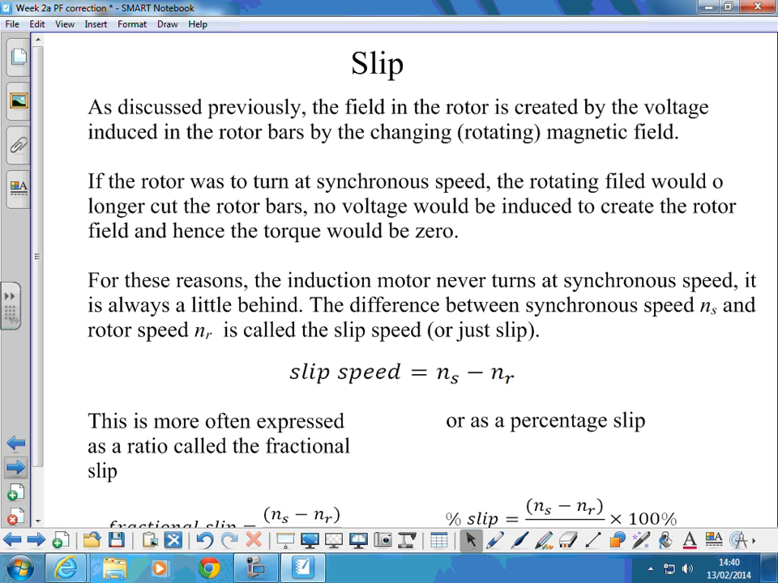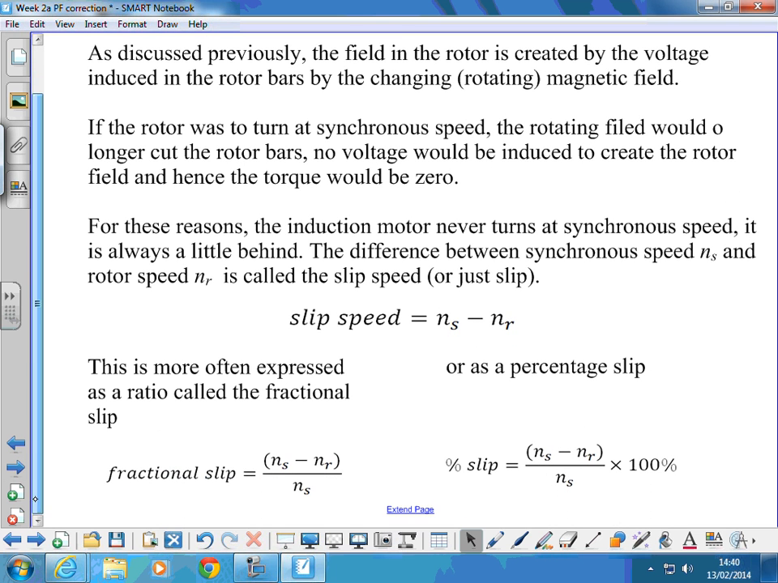The difference between synchronous speed, ns, and the rotor speed, nr, is called the slip speed, or just slip. More often expressed as a ratio, called the fractional slip. So that's (ns minus nr) over ns. Or as a percentage slip, which is that bit times 100 to turn it into a percentage.